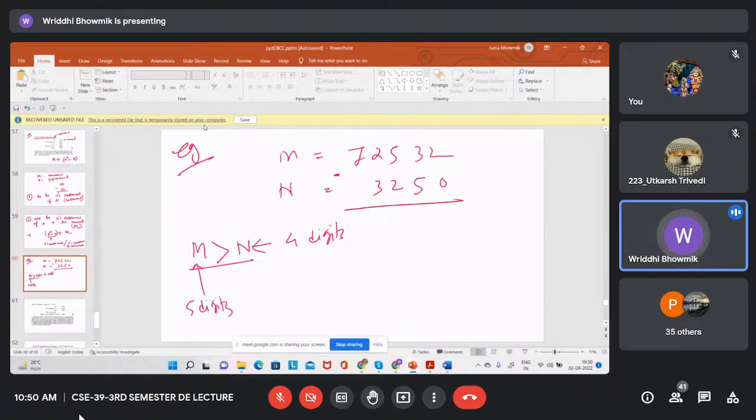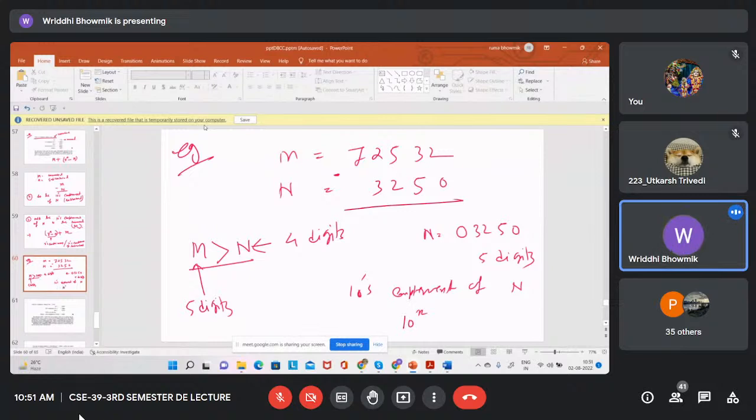But to maintain simplicity, I will make the N of 5 digits. So how to do that? N is equal to 03250. Now it is 5 digits. Previously it was 4 digits, but for convenience, I am making N 5 digits. So that is why I have put a 0 in the extreme left, because if we put a 0 in the extreme left, then the value will not change. Okay. So right now what we have to do is go for the tens complement of capital N. So 10 to the power small n minus capital N.